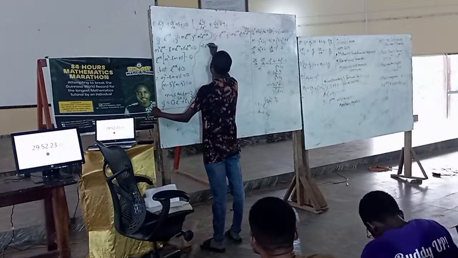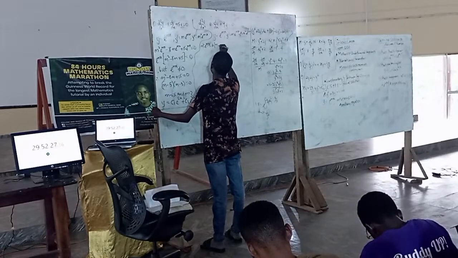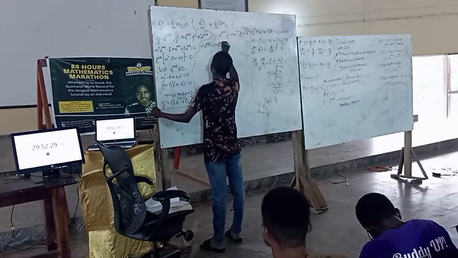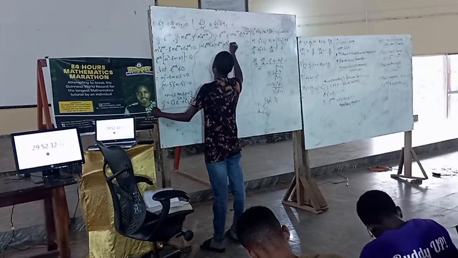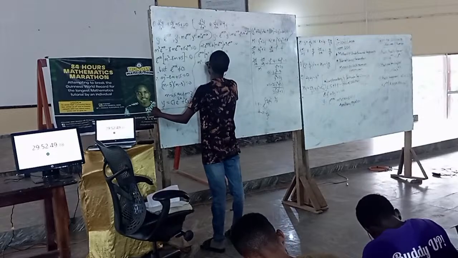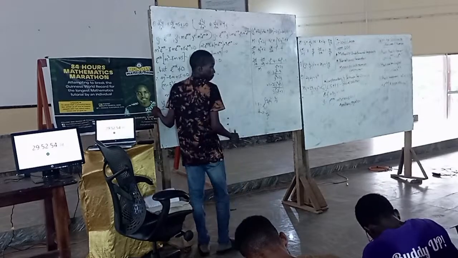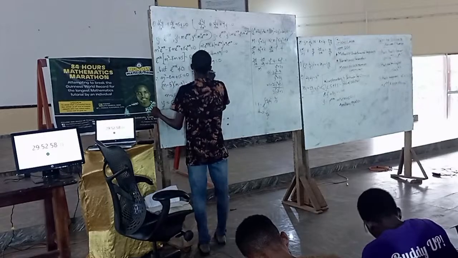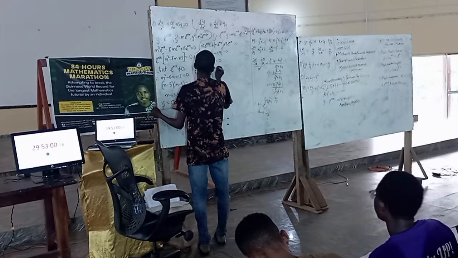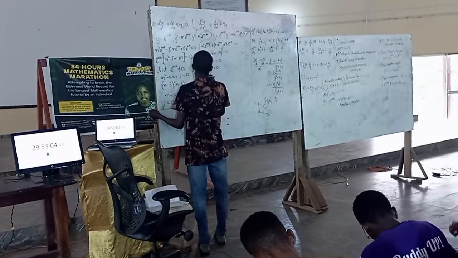So putting everything here, what do I have? m squared exponential mx minus 6 open bracket m exponential mx plus 9 open bracket exponential mx, which gives m squared minus 6m plus 9 equals to 0. Are we together? Then by factorization, I will have m minus 3 all squared equals to 0. Yes or no?